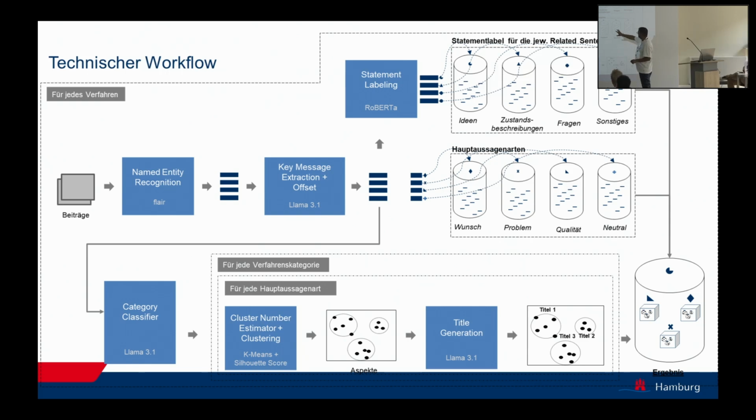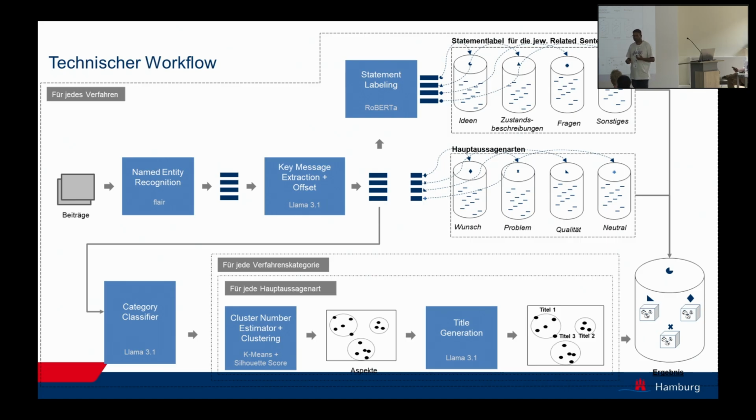We classify the key message type: wish, problem, quality, and neutral, plus our statements. Then we categorize it with our category classifier, and for each of these categories, we cluster. All right? And we do the title generation.